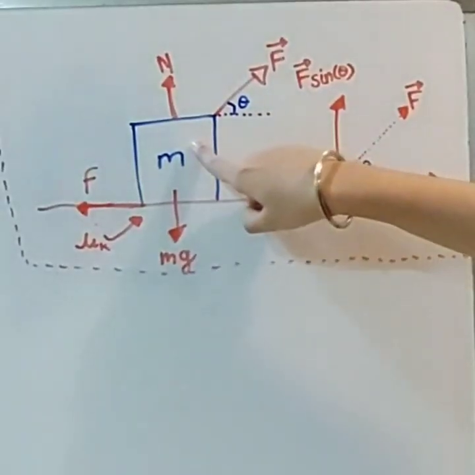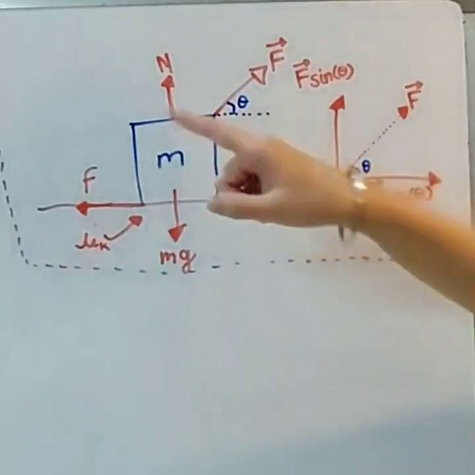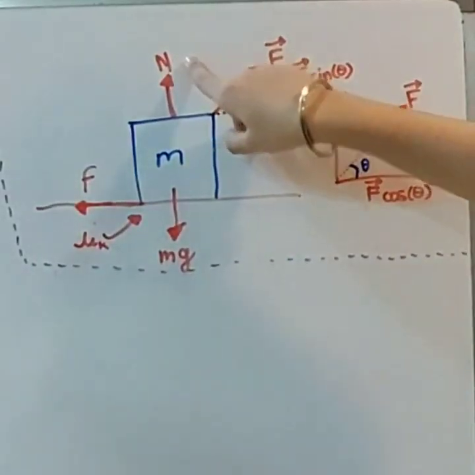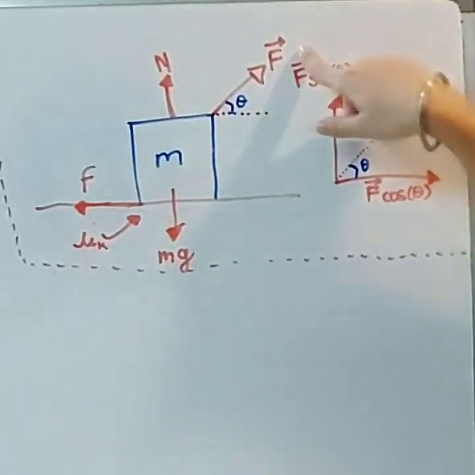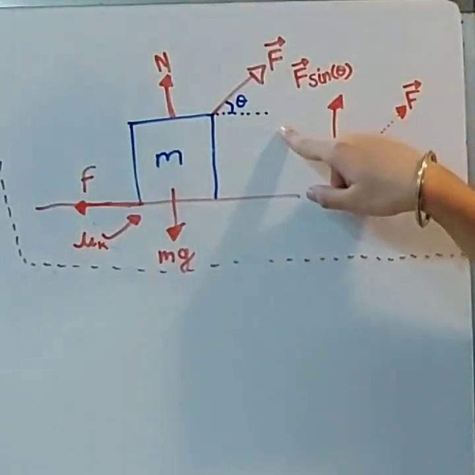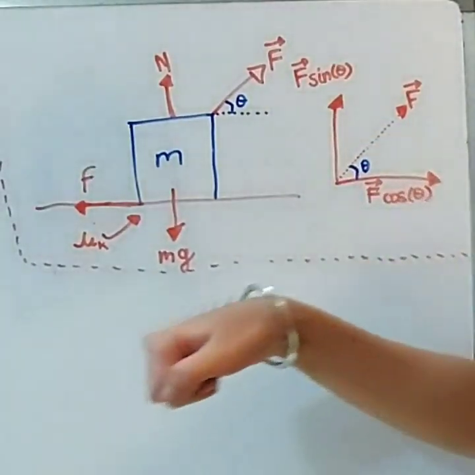This is my Spider-Man suitcase of mass m, hence it will have a weight of mg. This is the normal force. This is the force that I am applying to the suitcase at an angle of theta with the horizontal so that it moves with a constant velocity.